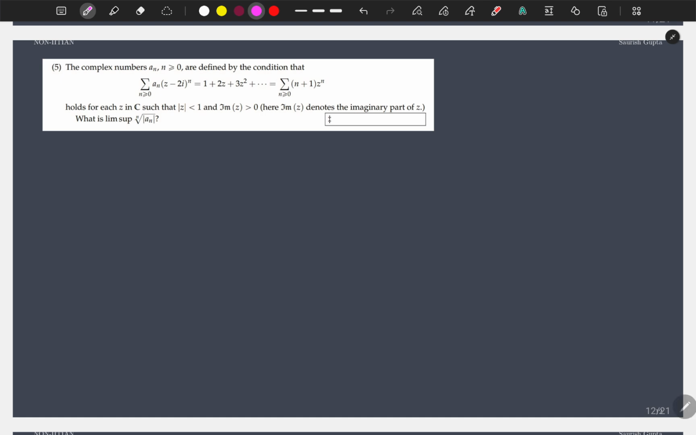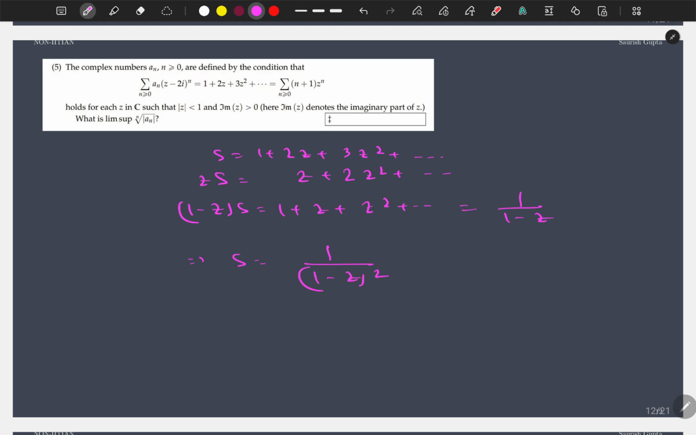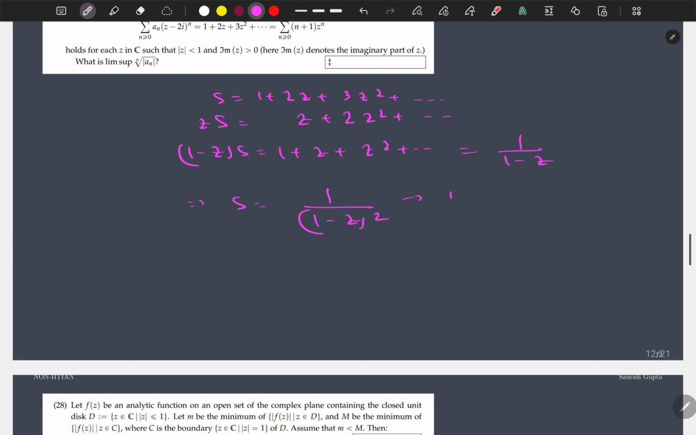Okay, now see here, you have s equal to 1 plus 2z plus 3z squared and so on. Therefore z times s can be written as, you can just take z and shift it out. So you get z plus 2z squared and so on. If you just subtract it, you get (1 minus z) times s equal to 1 plus z plus z squared and so on. So this is 1 by 1 minus z. So therefore z just comes out to be 1 minus (1 minus z) whole squared, right? So the singularities are only 1.